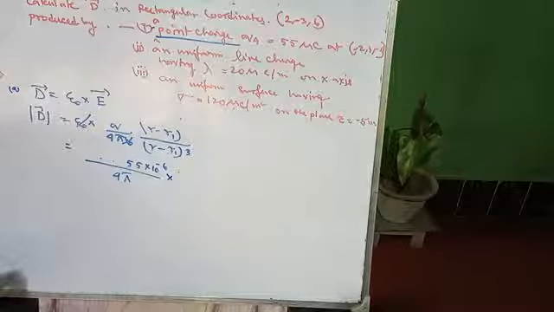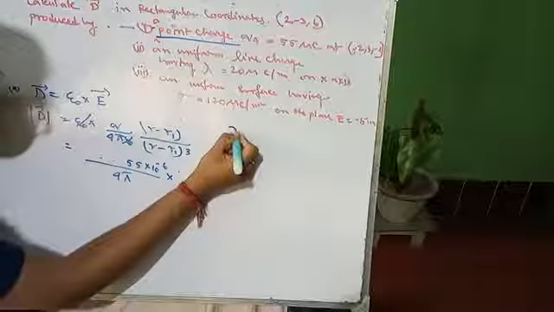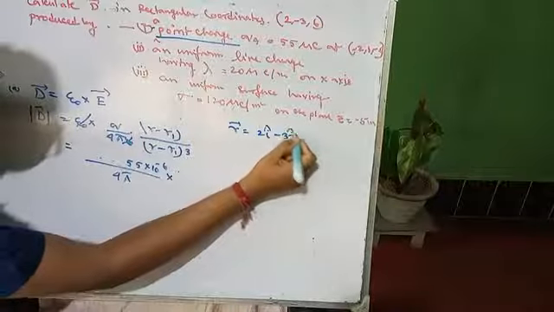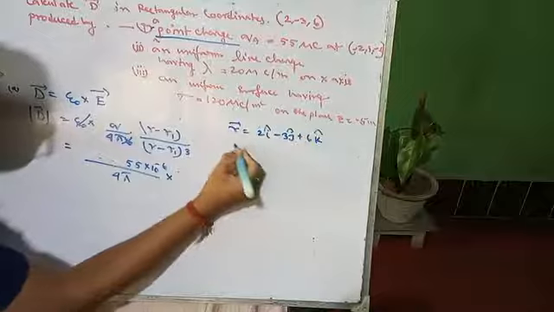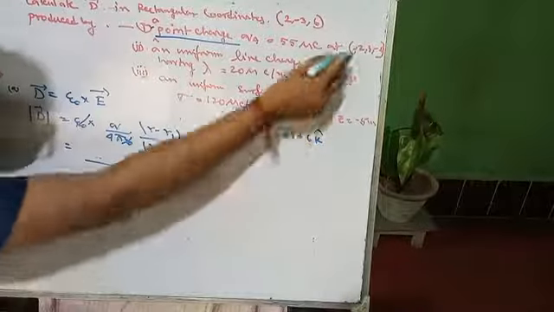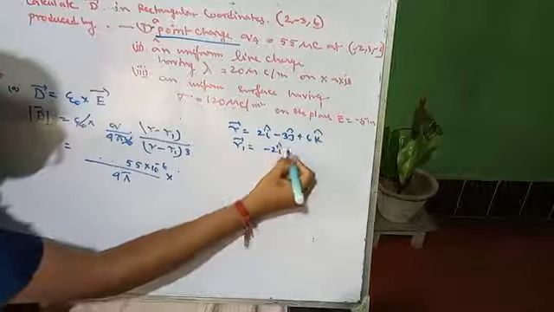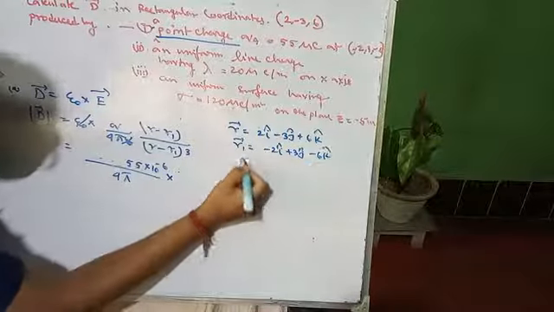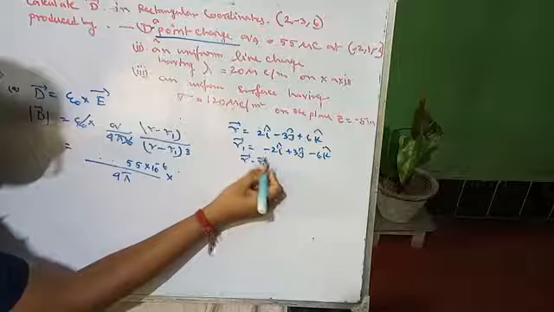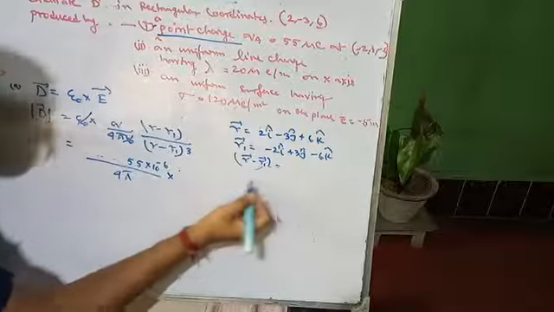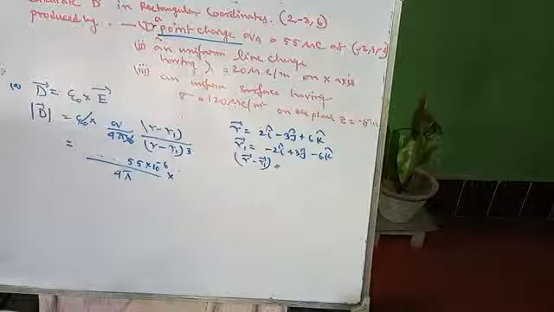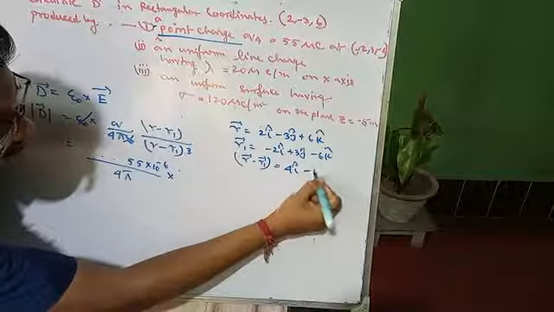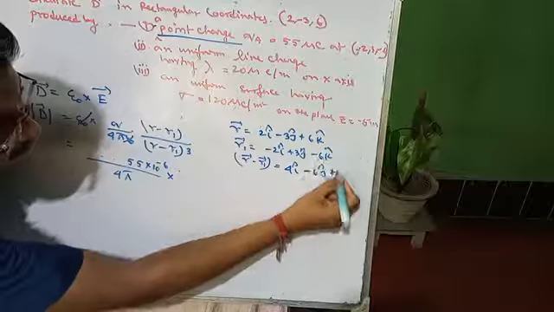What is R minus R1? First find the R vector: 2 i cap minus 3 j cap plus 6 k cap. And what is the R1 vector? For this first point, that will be minus 2 i cap plus 3 j cap minus 6 k cap. So what is R vector minus R1 vector? That will be 2 minus minus 2, that is 4 i cap, minus 3 minus 3, that is minus 6 j cap, and 6 minus minus 6, that is plus 12 k cap.